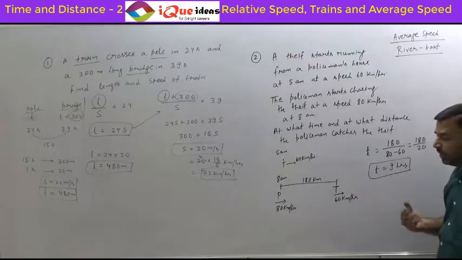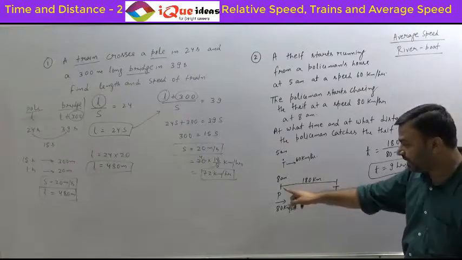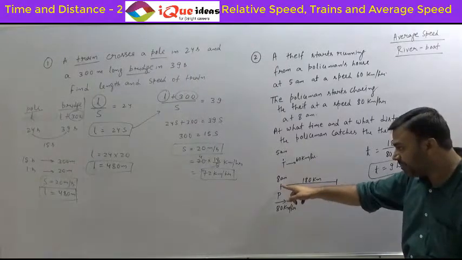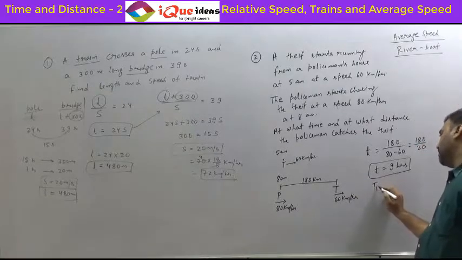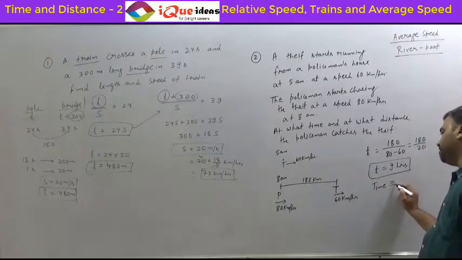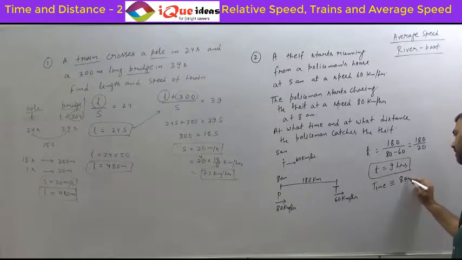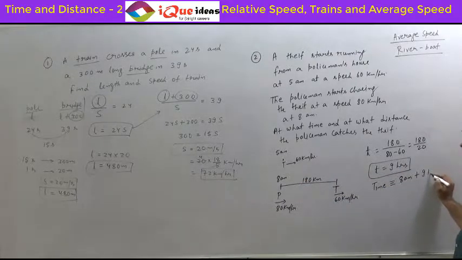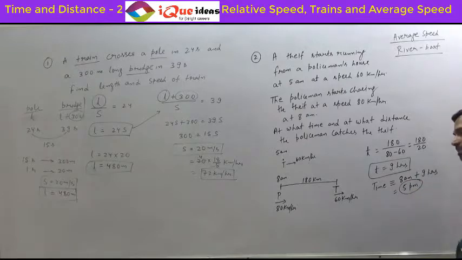After 9 hours? 9 hours from what? 5 a.m. or 8 a.m.? See, the policeman has started chasing at 8 a.m. After that he has taken 9 hours. So the moment will be 8 a.m. plus 9 hours. That will become 17, that is 5 p.m. So the thief will be caught at 5 p.m.